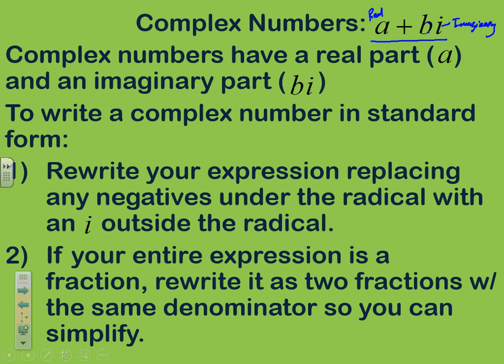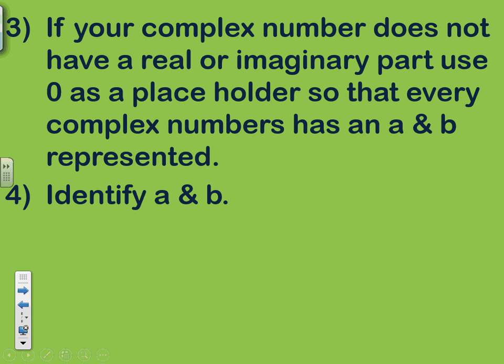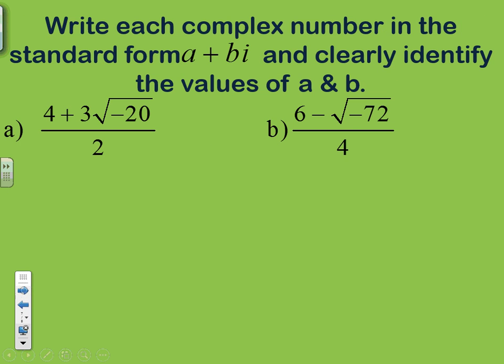Rewrite any radicals that you have with their respective factors. Simplify it as much as you can, and see what you wind up with here. Now, the one thing that this is going to ask us to do specifically is identify what is the value of a and what is the value of b when we have a number written in complex form. So let's take a look at these examples.